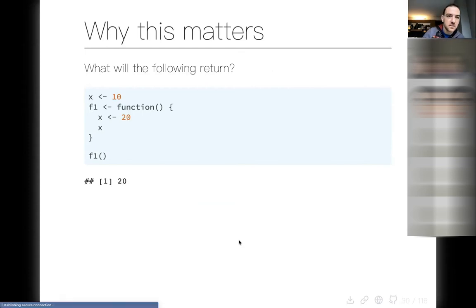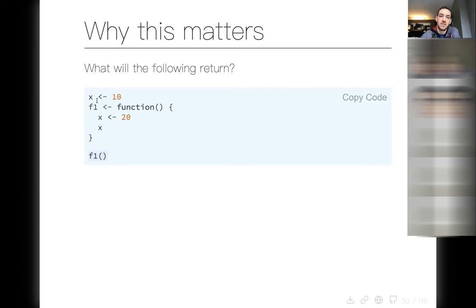Oh, maybe this is the code I was thinking of. Okay, this is the code. So we are doing it right now, but this is as much as we'll talk about environments, period. Here is an example where I have a function called f1. Inside this f1, it defines an object called x to be 20, and then it returns x. But up here, I have x defined as 10. What do you think f1 is going to return?